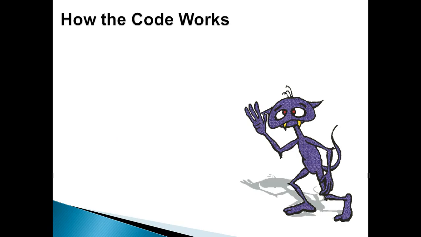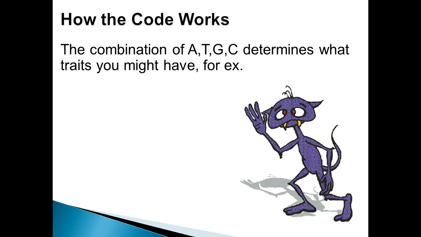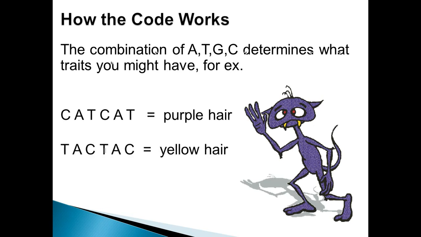So again, the question was, what is the genetic key? And if you were listening to the animation, you heard the genetic key was the 4 bases and the order that they come in. So here's how the code works. The combination of the A's, T's, C's, and G's determine the traits you have. For example, CAT might give you purple hair, whereas TAC might give yellow hair.